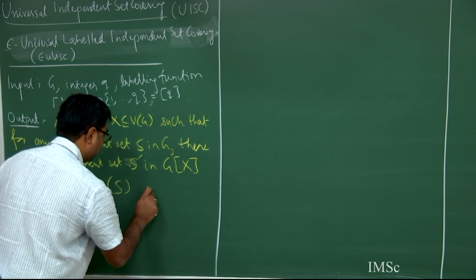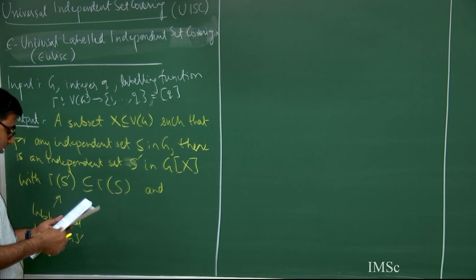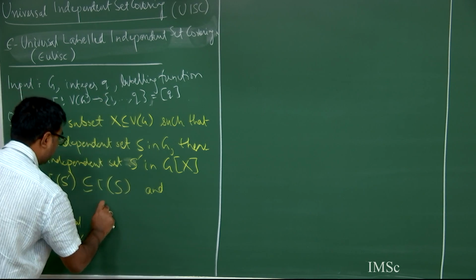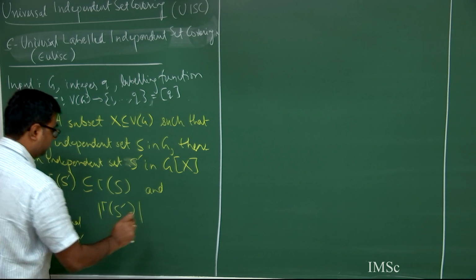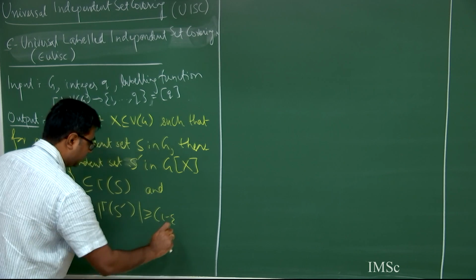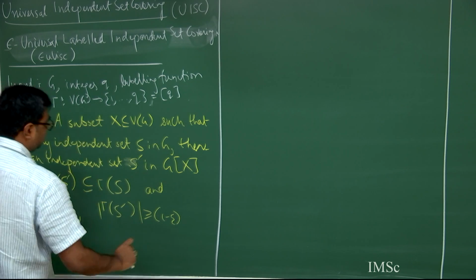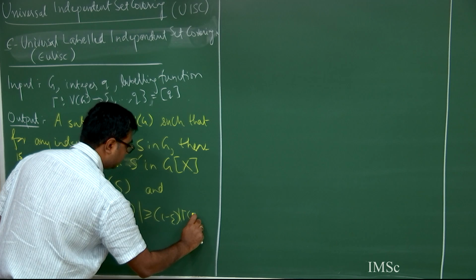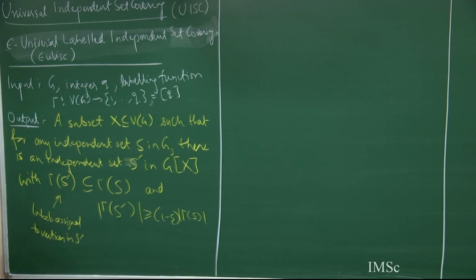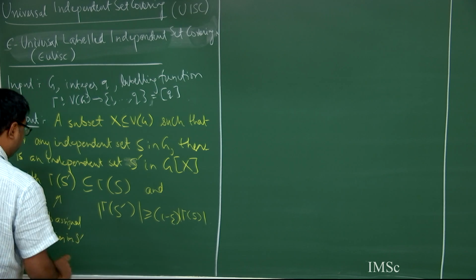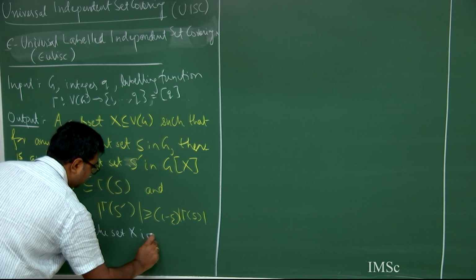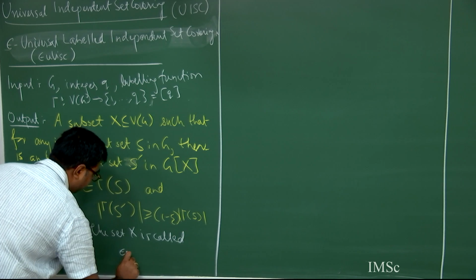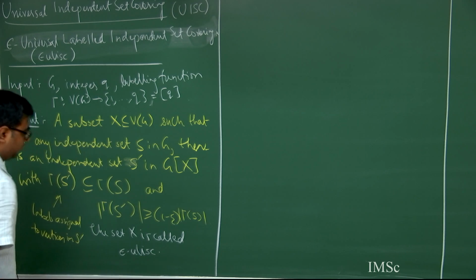And what else? The most important thing is that the cardinality of gamma of S prime is not too small, it is at least 1 minus epsilon times the cardinality of gamma of S. And the set X is called an epsilon U-Lisk.